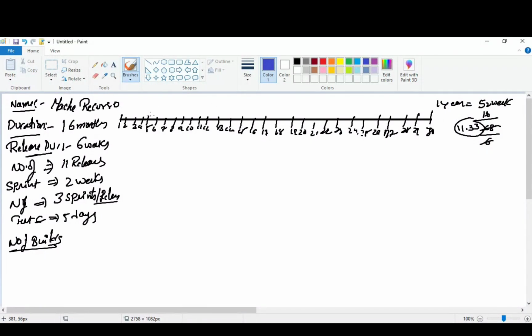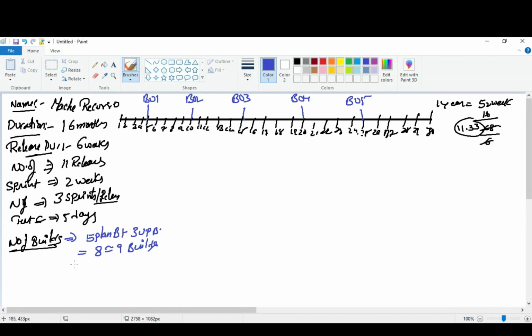When will I get build 01? Day 5 build 01, day 10 build 02, day 15 build 03, day 20 build 04, day 25 build 05. So total how many builds am I getting? 5 planned builds plus, can we take 3 unplanned builds this time? Yes. So 3 unplanned builds. So total 8 to 9 builds per release.